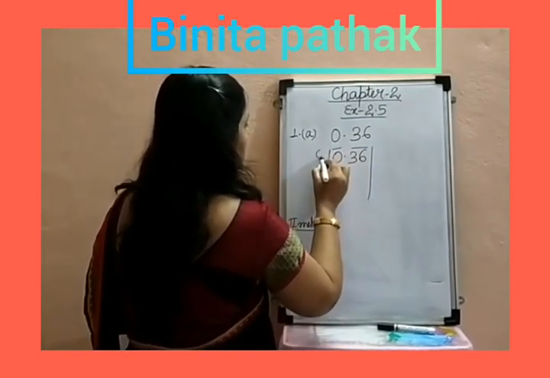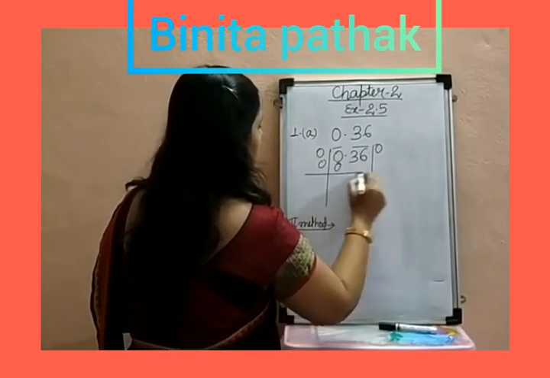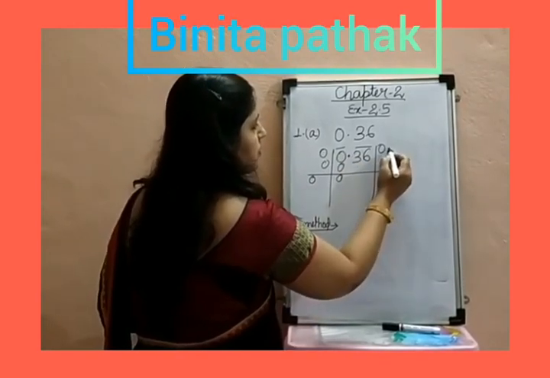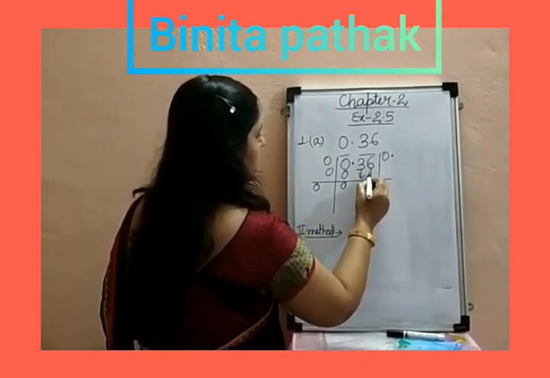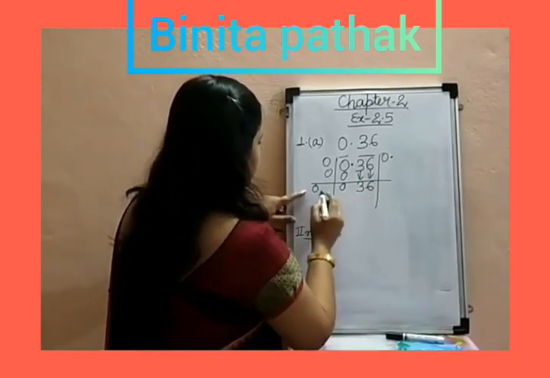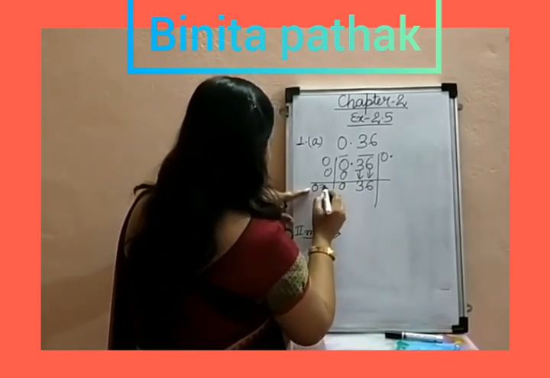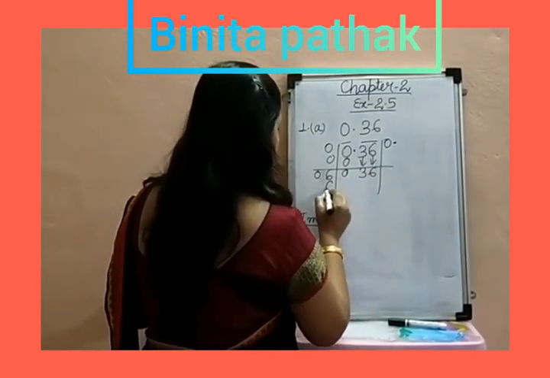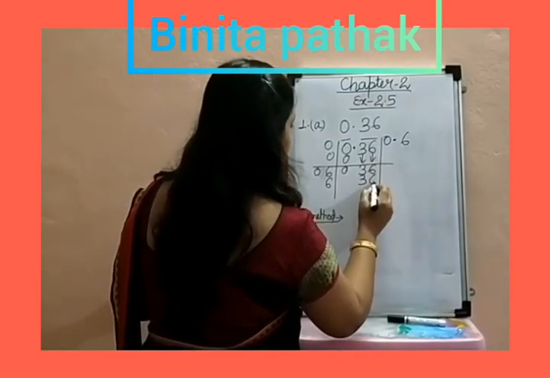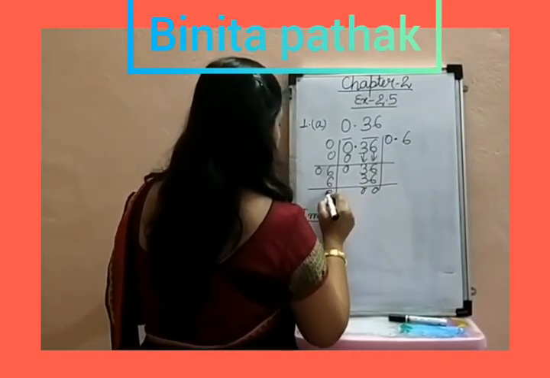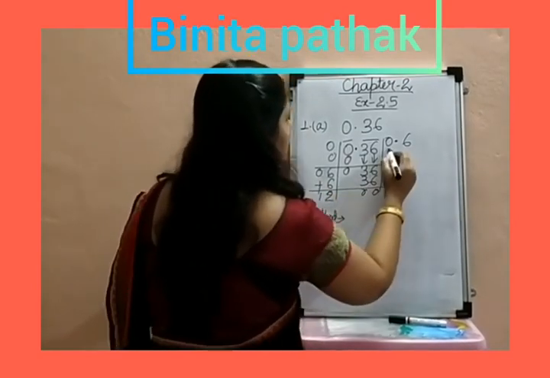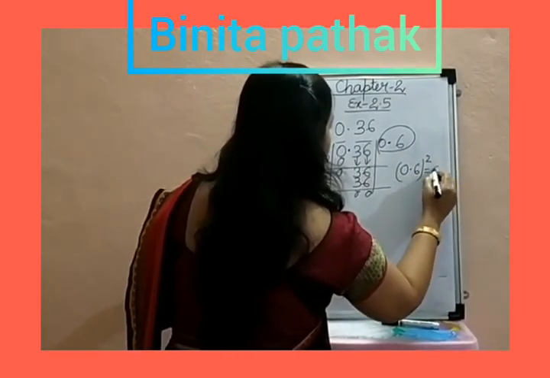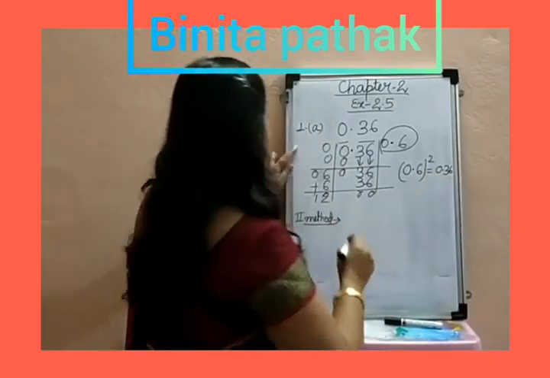this number and 0, 0, 0, 0, 0. The next number, because here is decimal, so we will put a decimal here and these 36 will be here. Now, so 6 is 36, 0, 0, that is 12. So what is the answer? 0.6 square is equal to 0.36. That is the first method.